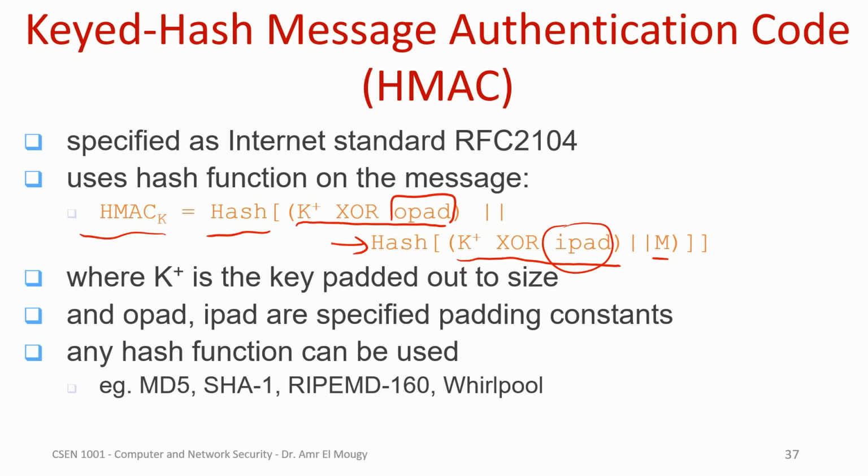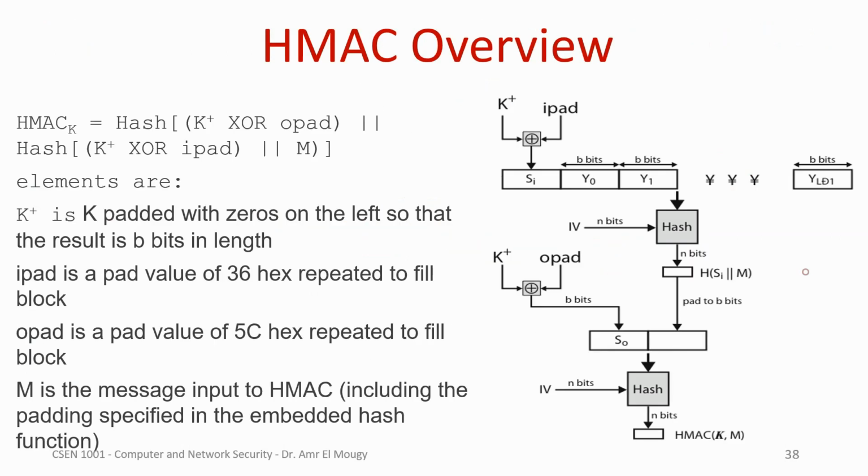HMAC doesn't actually specify which hash function should be used. Any hash function can be used, and in fact, the security of HMAC depends on the security of the underlying hash function. So obviously, it is recommended to use SHA in HMAC so that you end up with a secure MAC algorithm. If you use a hash function that is not very secure, you would end up with a MAC that is also not very secure.